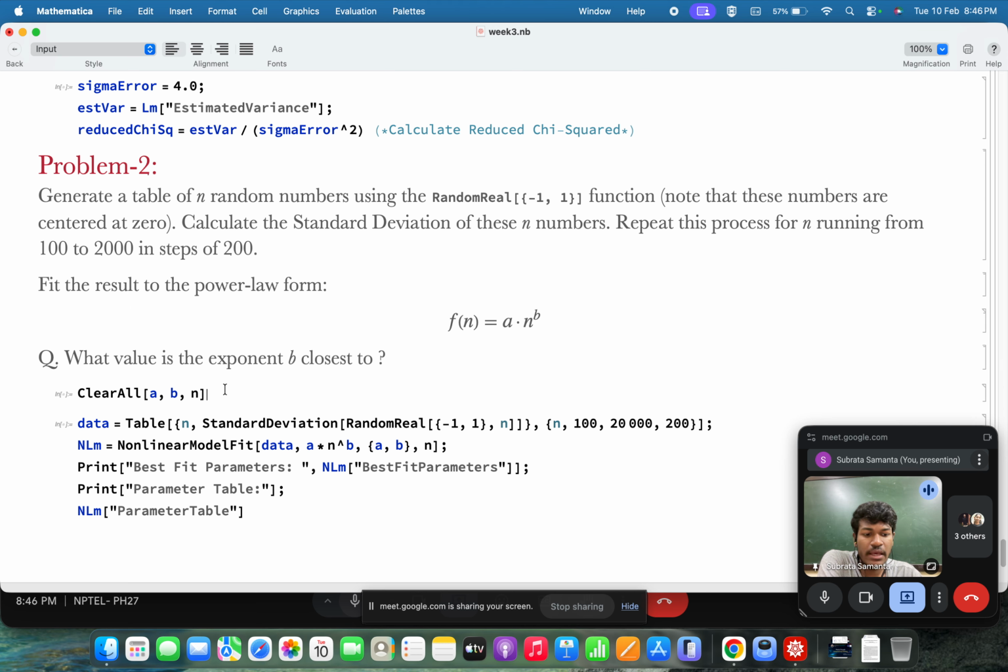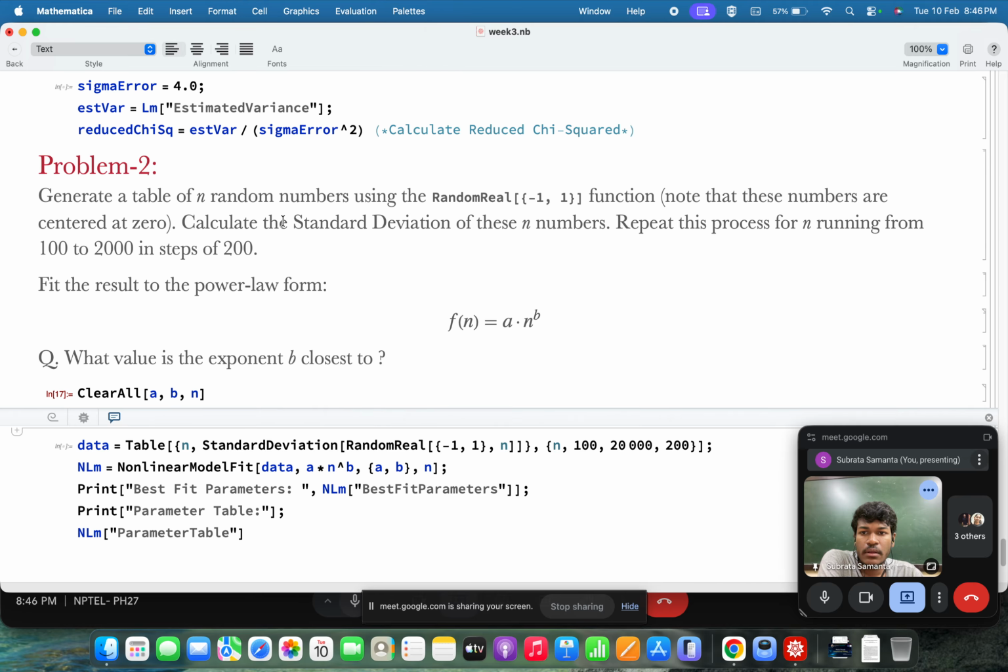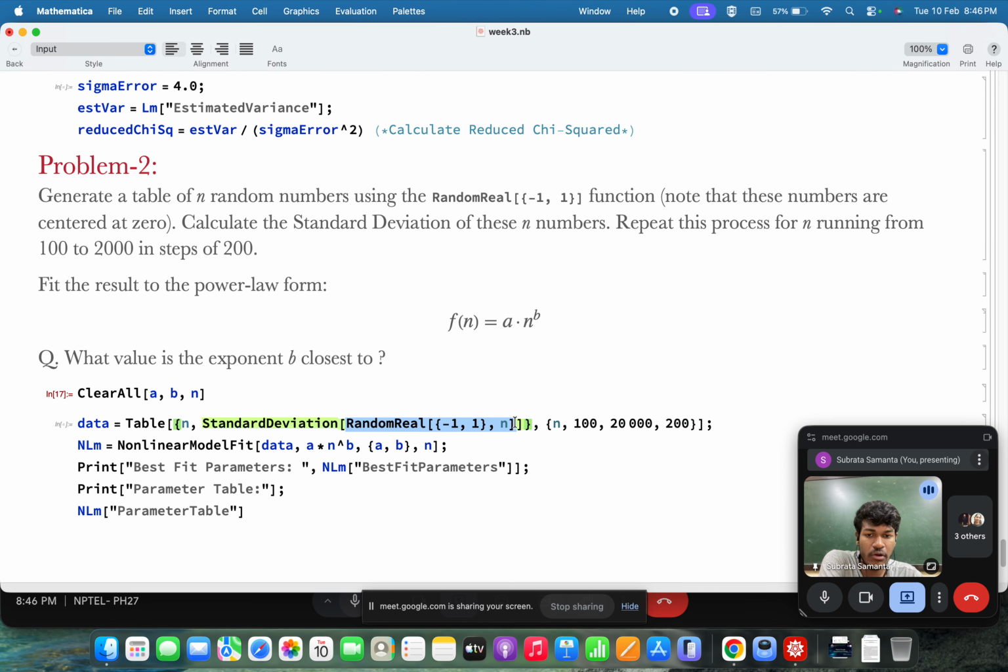So, first I clear all my a, b and n. So, I generate the random numbers. So, this is my data set. Yeah, it is basically -1 to 1, right. So, I generate random real numbers from -1 to 1 with n from 100 to 2000 in steps of 200, right. So, 100 to 20,000, so no, 2000. So, 100 to 2000 in steps of 200, and I generate this. So, I assign n and the standard deviation of this.